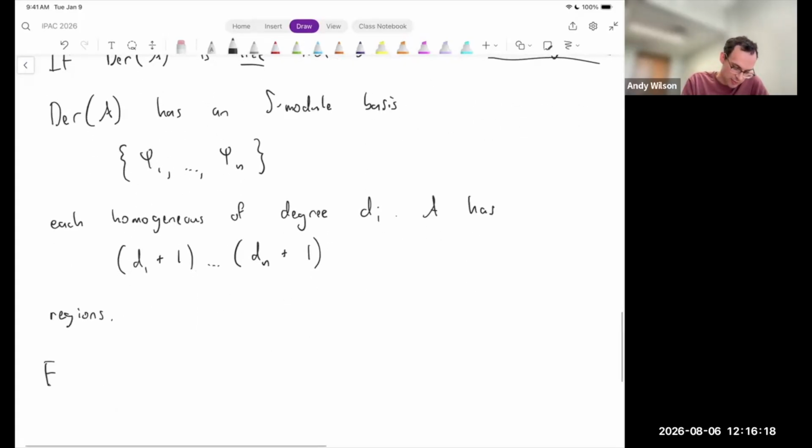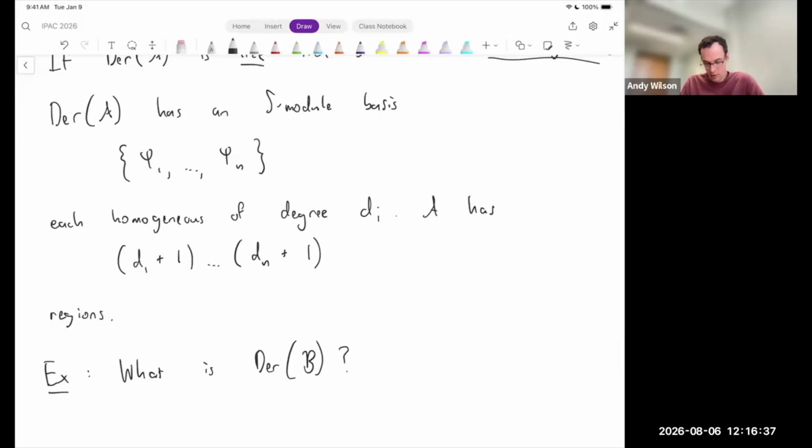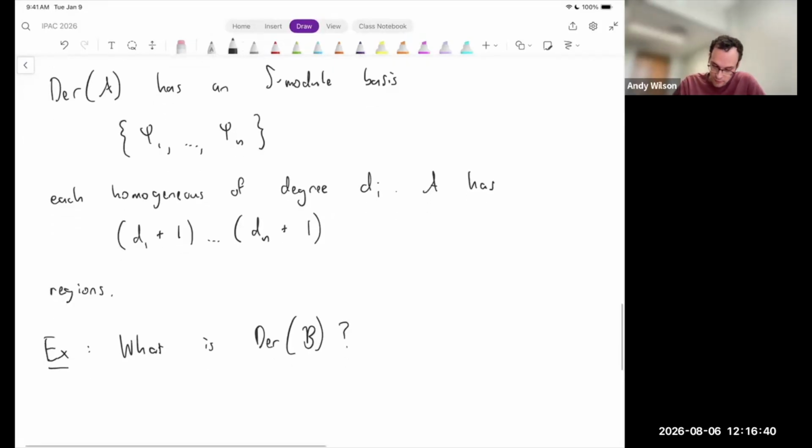Let me return to our example of the braid arrangement, right? So let's try to understand its derivation module. So what are some derivations of the braid arrangement? Well, I claim some elements look like, I'll write it as a rho sub k. And this should start to look familiar, right? This is going to be a power sum looking thing.